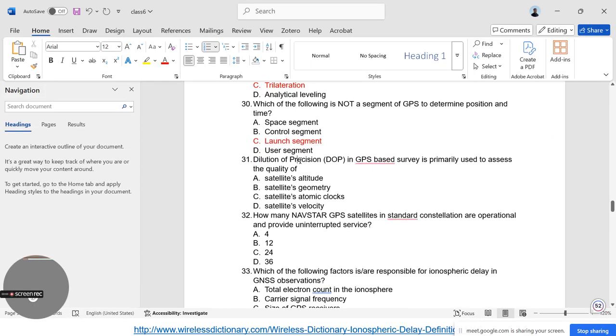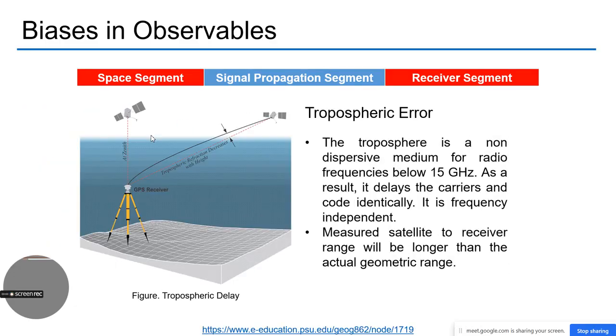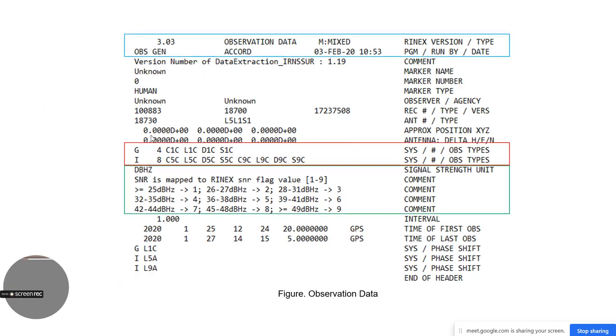Dilution of precision in GPS-based survey is primarily used to assess the quality of which parameter of the satellite? Altitude, geometry, atomic clock, or velocity? So dilution of precision measures the satellite geometry. So what is the spread of your satellites? Basically, it measures that.